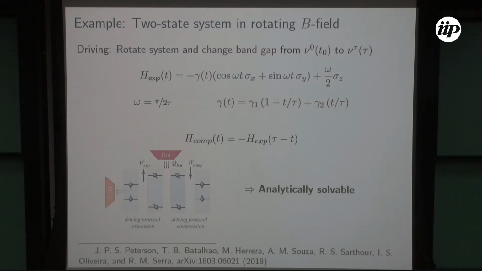We have a system with a magnetic field in the XY plane, and we rotate it at time 0 from the X towards the Y axis. We furthermore increase the strength of the magnetic field from a value gamma 1 to gamma 2, and thus widen the band gap. For the compression step, we can just invert the Hamiltonian, close the band gap again and rotate the system back to the initial state.